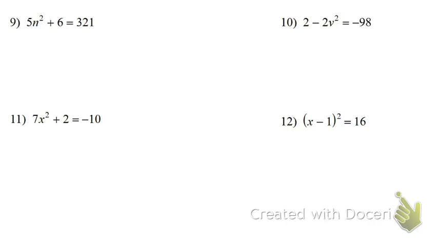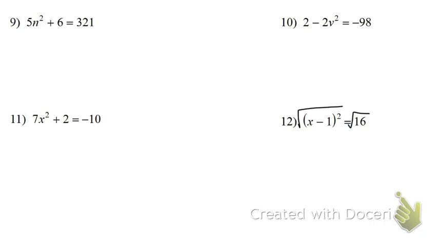Number 12 looks like it's more complicated, but it really isn't. It's still easy. The square term, if you think of the parentheses as one thing, as one number, the squared thing is already by itself. So we're just going to undo the square by square rooting both sides, just like we did on the other problems. But be careful. Don't forget that a quadratic equation usually has 2 answers.